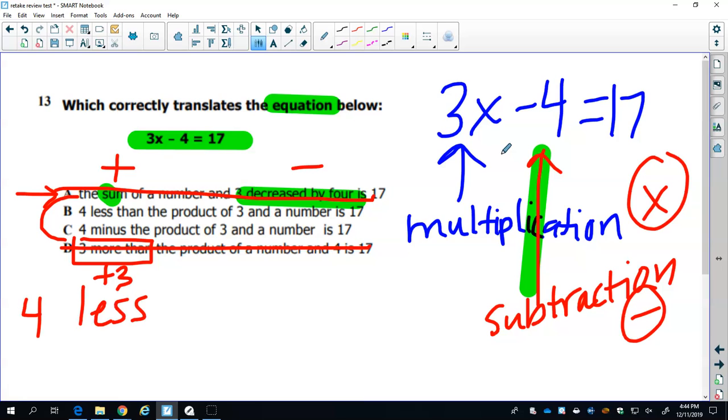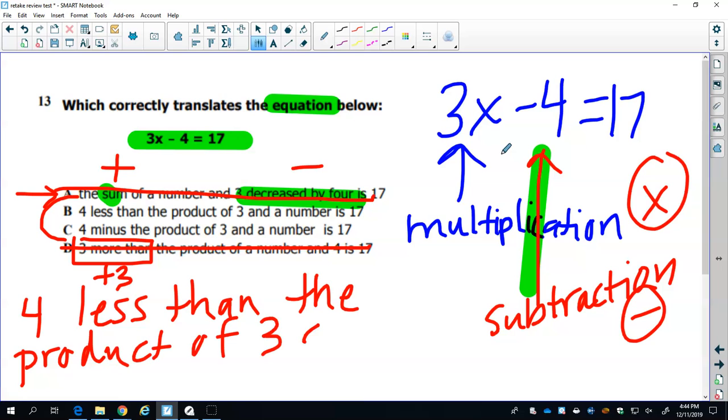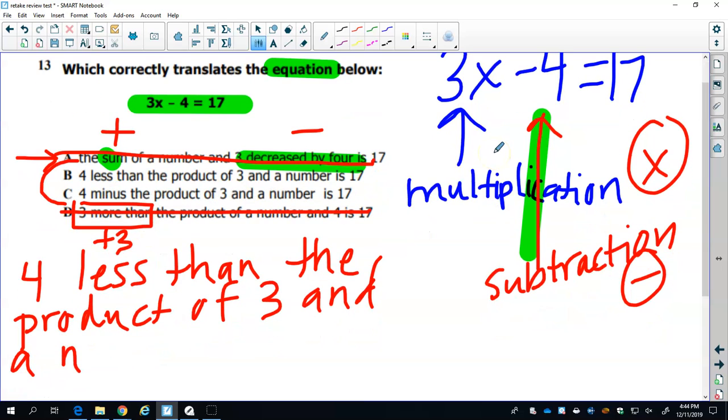4 less than the product. Product we know is multiplication of 3 and a number is 17. Okay, so we did some of this in class, and I want to show it to you the same way. I think it was helpful. When we have a number that's 4 less than something else, it's not 4 minus, it's actually minus 4. When we have less than, it's minus 4. And it's 4 less than the product. Product means to multiply.